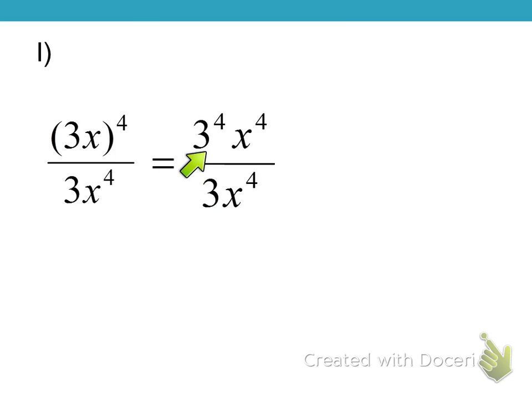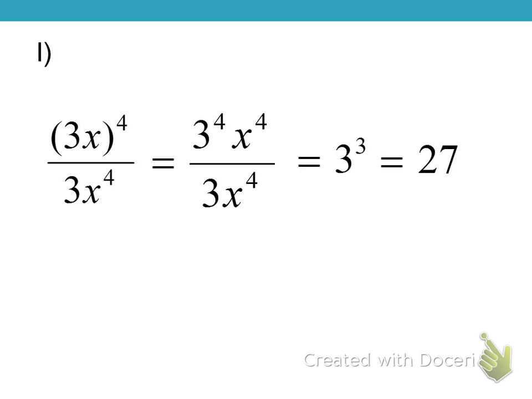Now, do you see how the 3's have the same base? You can follow these tricks even when the base is a regular number. The base doesn't have to be a variable to do the subtraction trick, okay? So what is the exponent 4 minus the exponent of 1? 3. So you'll end up with 3 to the third, which is what? 27. For the x's, we have x to the fourth over x to the fourth.